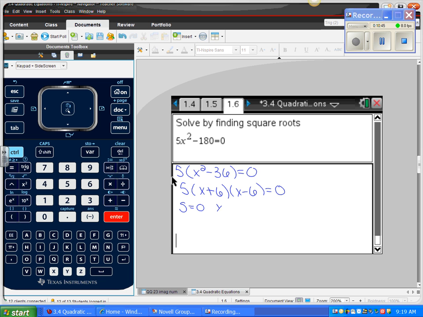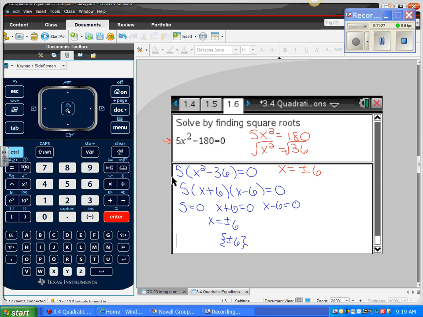So 5 equals 0, x plus 6 equals 0, x minus 6 equals 0. And we get answers of 6 and negative 6. Now, is there another way to do this one? Yeah. The other way I could have done this is right from the original equation. I could have added 180 over to the other side, got 5x squared equals 180, divided it by 5, and then taken the square root. And we know when we take the square root, it's always plus and minus. So that would have been another way you can do it, okay?